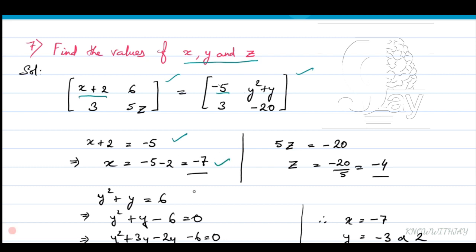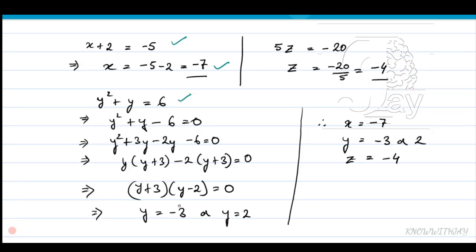Now the next one is the second element. If we compare, we get y square plus y equals 6. So we get a quadratic equation here. We need to solve the quadratic equation, which on solving gives two values of y, that's y equals minus 3 or y equals 2.